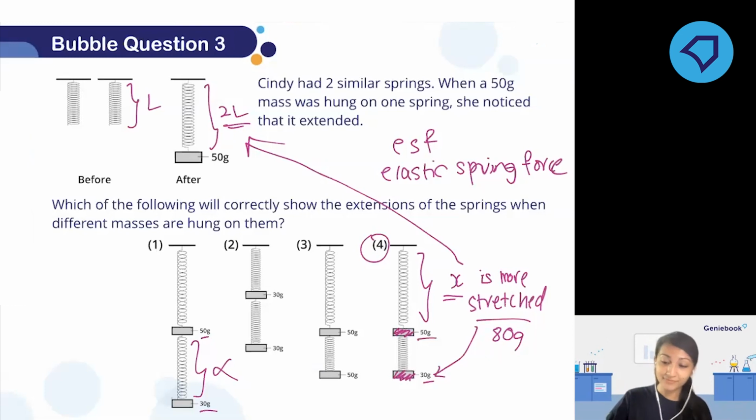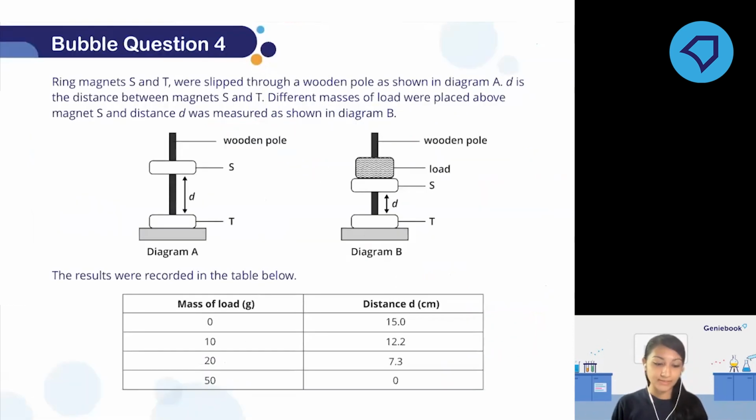Okay, next. Let's see, bubble question 4. Ring magnets S and T will slip through a wooden pole as shown in diagram A. D is the distance between magnet S and T. So we have D over here, which is the distance. And then it said that different masses of load were placed above the magnet S, which is over here, and they measure the distance. All right, easy.